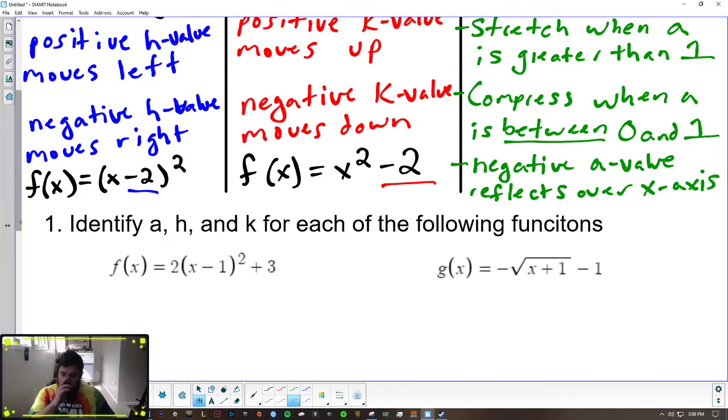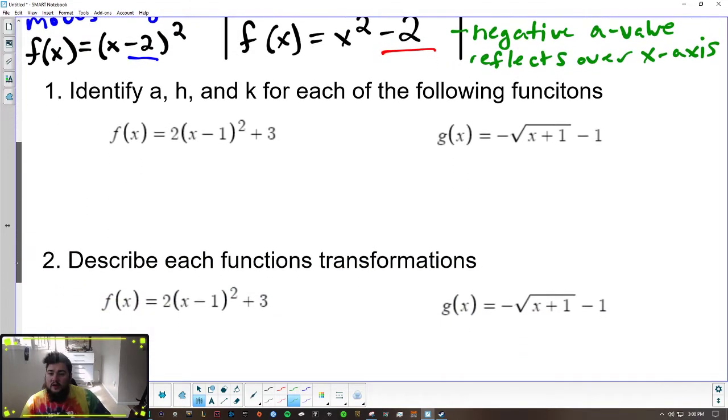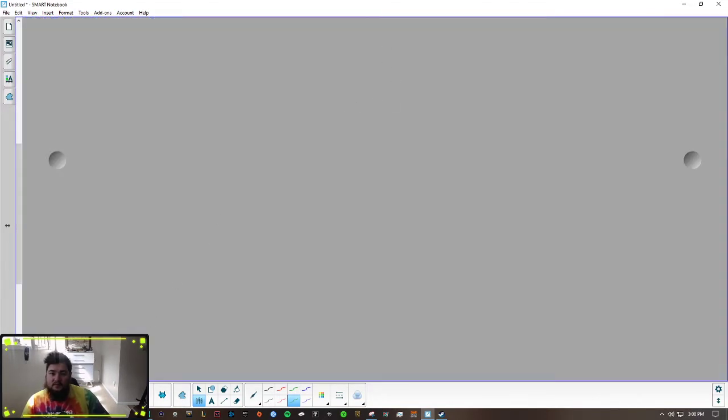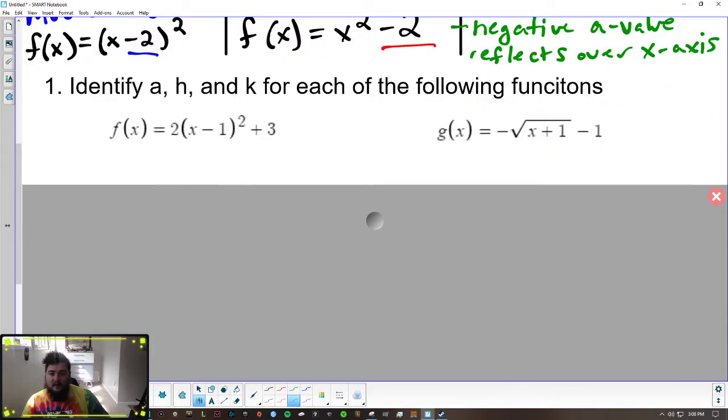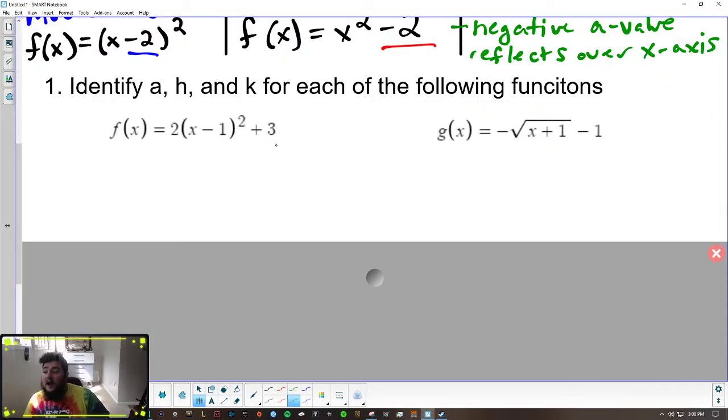So the first thing we're going to do, we want to identify A, H, and K for each of the following functions. We don't have to worry about describing what's happening, but let's first talk about, okay, how can I actually find what A is, what H is, and what K is.